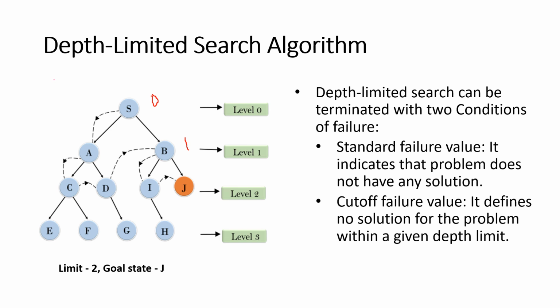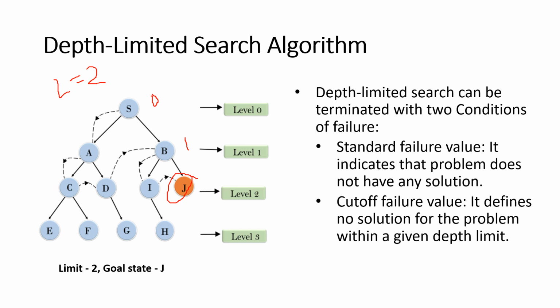So if our maximum depth limit L is equal to 2 and the goal state is J, it means we search up to level 2 only. We are not allowed to go beyond level 2. Nodes at the depth limit are treated as leaf nodes, even if they have children.